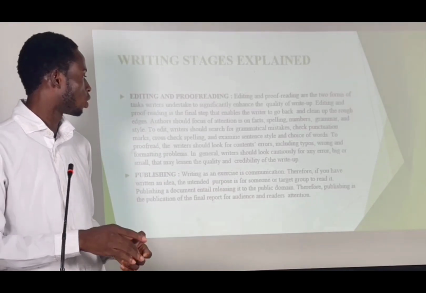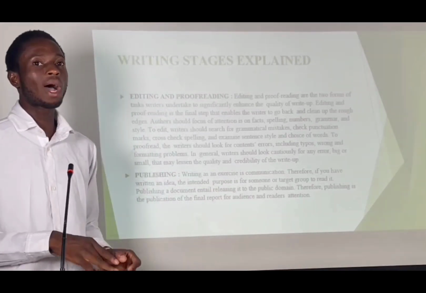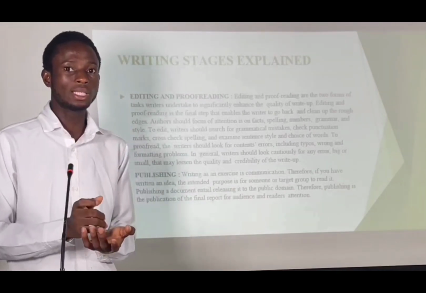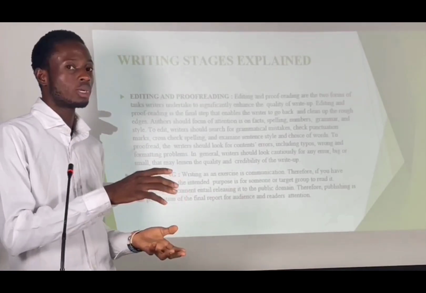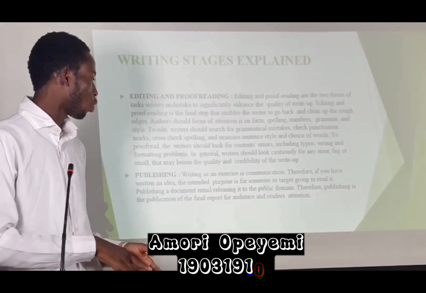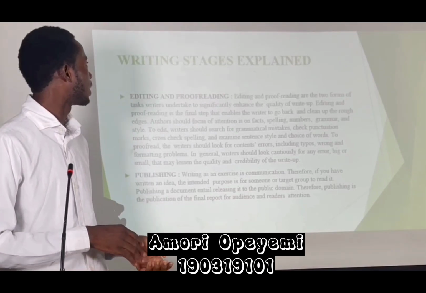The last one is publishing. After all has been said and done, the next thing you need to do is to publish your writing. Once you proofread, you publish everything you've written down. So that's all concerning writing stages.